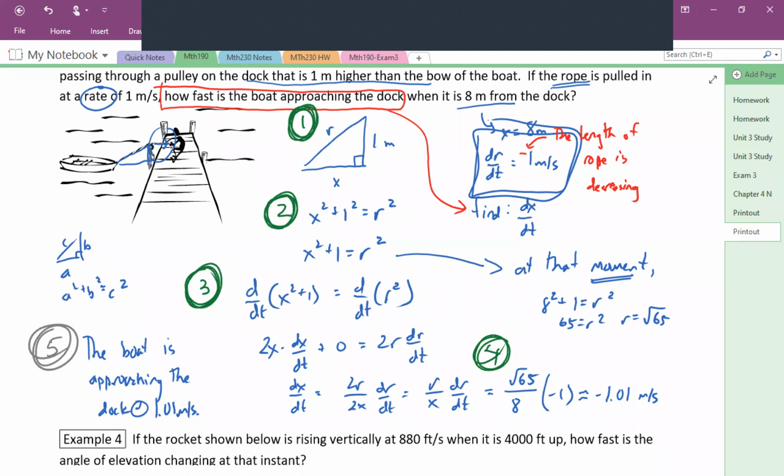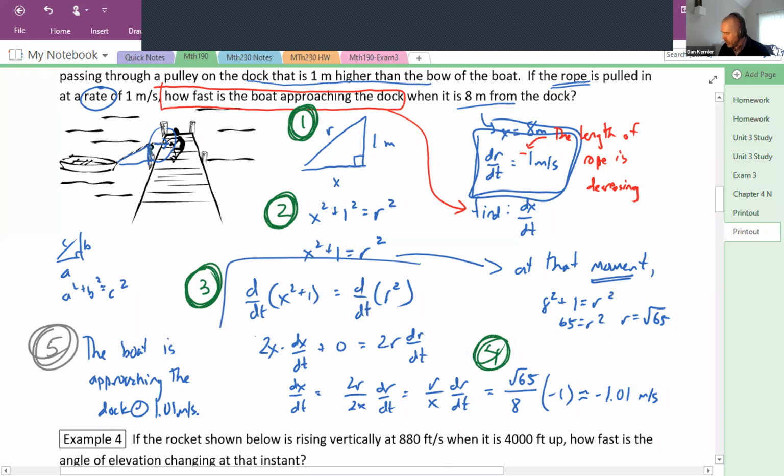Why didn't we plug in the 8 initially for the Pythagorean theorem? Yeah, that's a really good question. It's a really common question, and it comes up a lot. The issue is that when we're in step 2, we only want to plug in stuff that is constant, that never changes, because in step 3, we're going to take a derivative with respect to t.